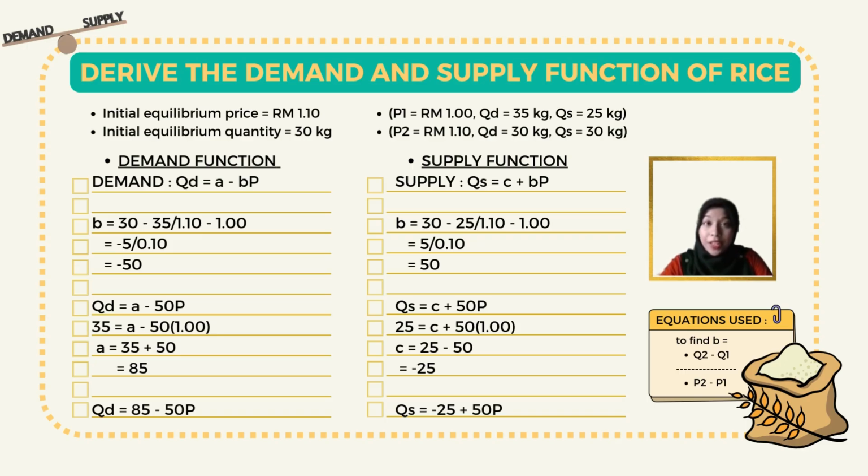I will be solving the problem on how to derive the demand and supply function of rice. Now we have the initial equilibrium price at RM1.10, quantity at 30 kilos. For this problem to be solved, we need to take two different points from the table.